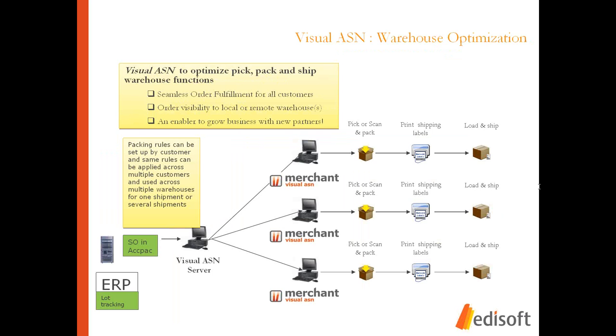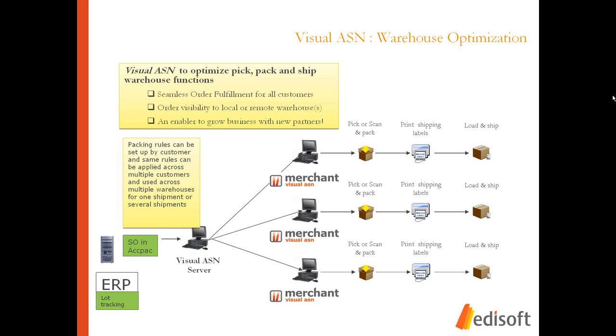In addition, it's important to point out that Visual ASN provides for seamless order fulfillment for all customers. You get order visibility to local or remote warehouses, and it enables you to grow your business with new partners. So in this particular diagram, packing rules can be set up by customers. The same rules can be applied across multiple customers and used across multiple warehouses for one shipment or several shipments. Although you may have different geographical locations, they can all basically follow the same rules as represented in this diagram.